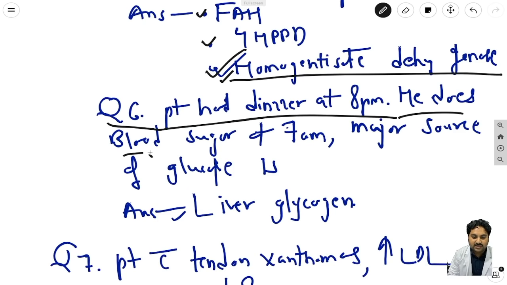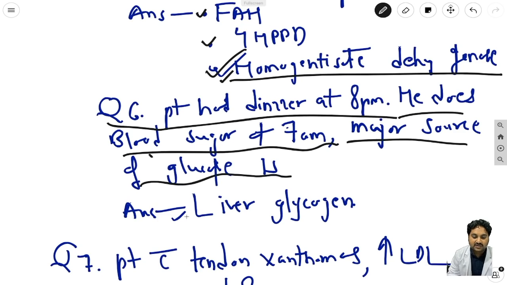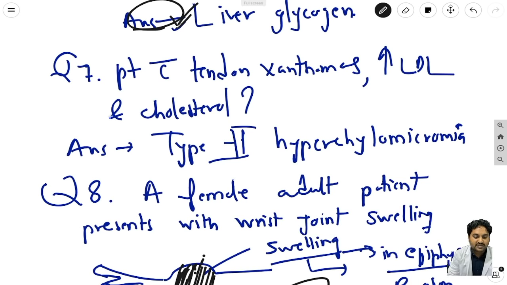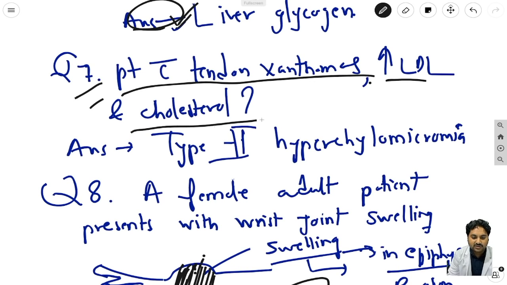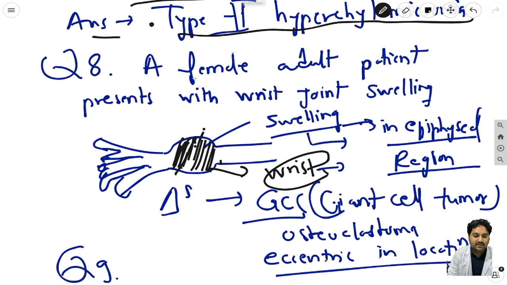Now question 6, patient had dinner at 8 p.m. He checks blood sugar at 7 a.m. So the major source of glucose is liver glycogen. Answer is liver glycogen. Next question 7 is patient with tendon xanthomas, increased LDL and cholesterol. So the answer is type 2 hyperlipoproteinemia.